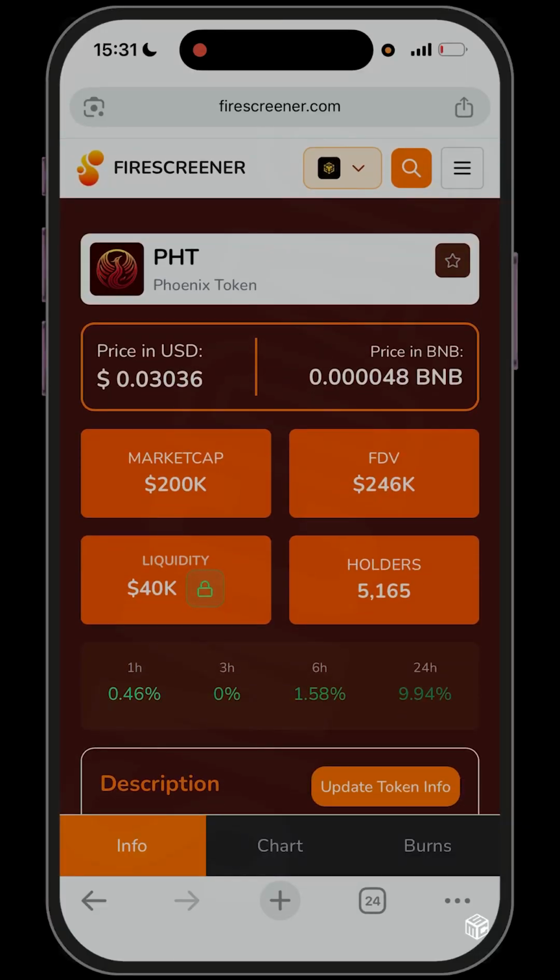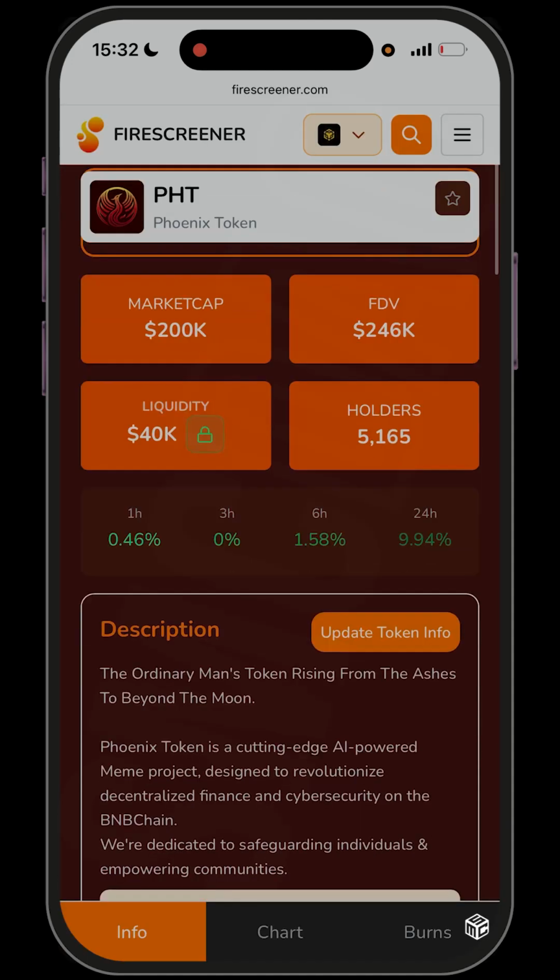That's how you can get to analyze tokens with Firescreener. And one thing you should note is that many beginners make a lot of mistakes while trying to buy tokens. They buy only because the token is trending, ignoring liquidity, ignoring volume analysis. With Firescreener, you can avoid that.